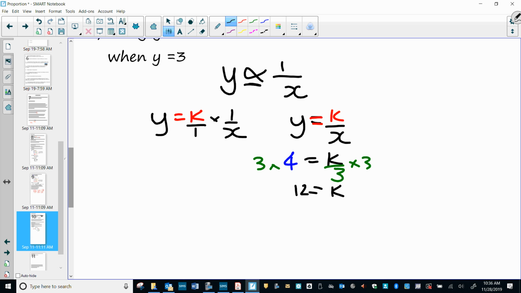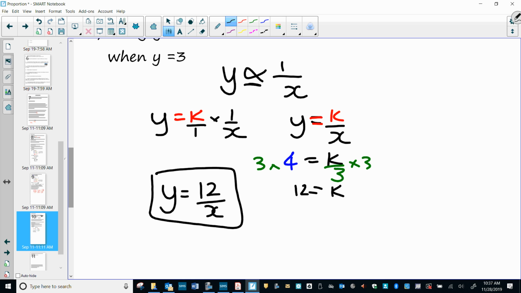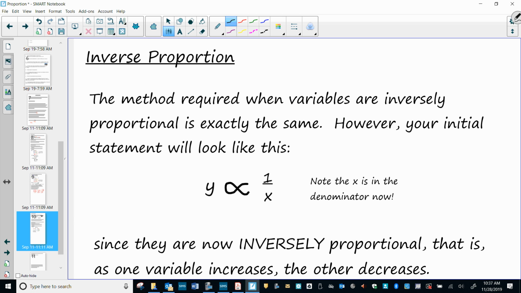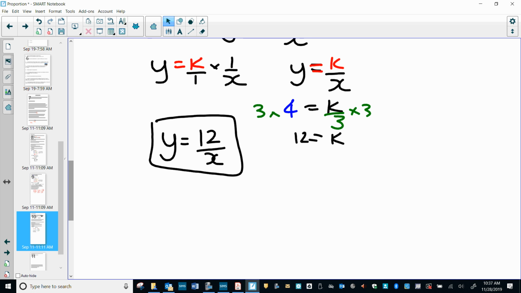And our formula for this one is y is equal to 12 over x. Okay? Now, as you may have noticed, I like to put a box around my formula every time I've done it. Each of these questions has asked us to find the formula. I can't stress enough, a lot of the questions don't, but you still need to find the formula. So make sure that you are aware that that always needs to happen.